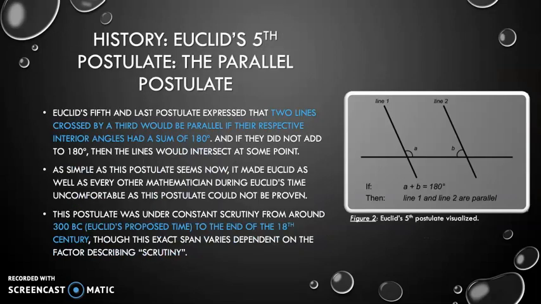If we take a closer look at Euclid's fifth postulate, which is called the parallel postulate, it states that two lines crossed by a third would be parallel if their respective interior angles had a sum of 180 degrees. And if they did not add up to 180 degrees, then the lines would intersect at some point. If we look at figure 2, this is just Euclid's postulate visualized. It makes a lot of sense and it's pretty simple to look at today. But the problem was that it could not be proven. And this confused every mathematician, including Euclid, from Euclid's time all the way to the 1800s.